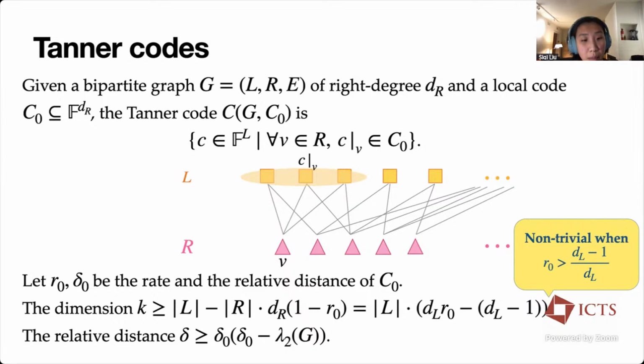And another comment is that if the second eigenvalue of this bipartite graph is small enough, smaller than the relative rate of this code C0, then we'll be able to get a constant lower bound on the relative distance of this code. So this is simply black box. We don't need to dig too much into the structure of the graph and the structure of the C0s.